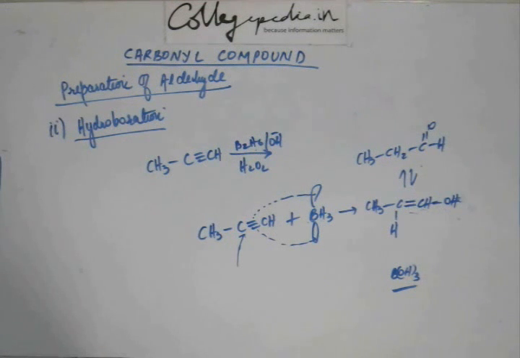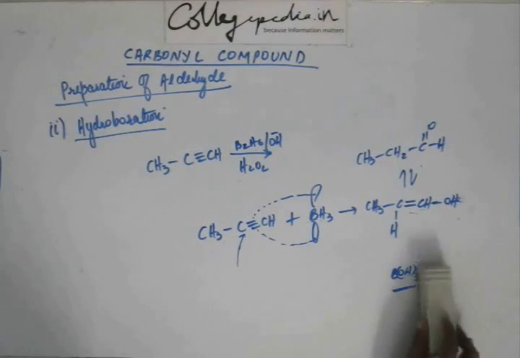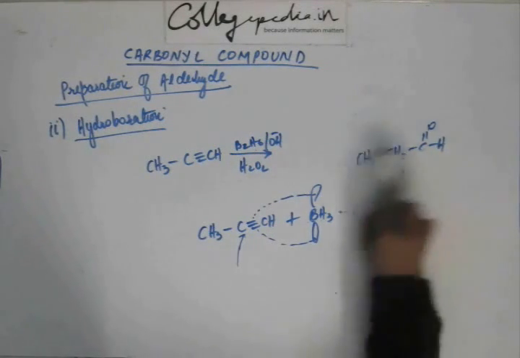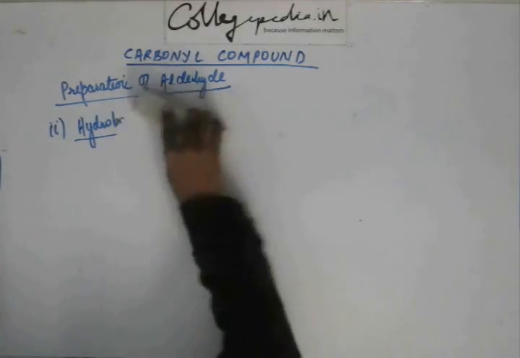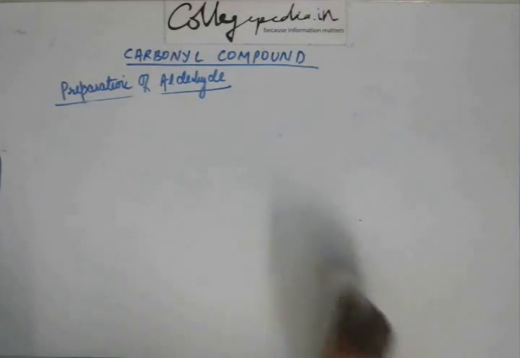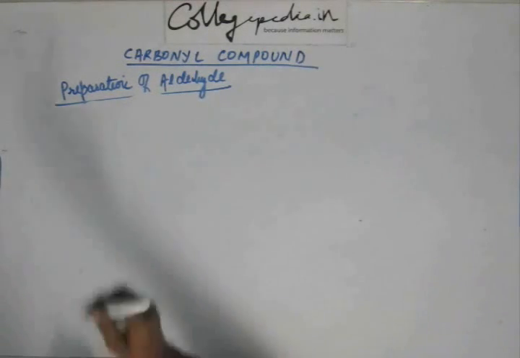Okay. Now the third reaction will be a new reaction, and I'll teach you everything in detail. So the third reaction to prepare aldehyde that we will study now is called the Rosenmund reduction.